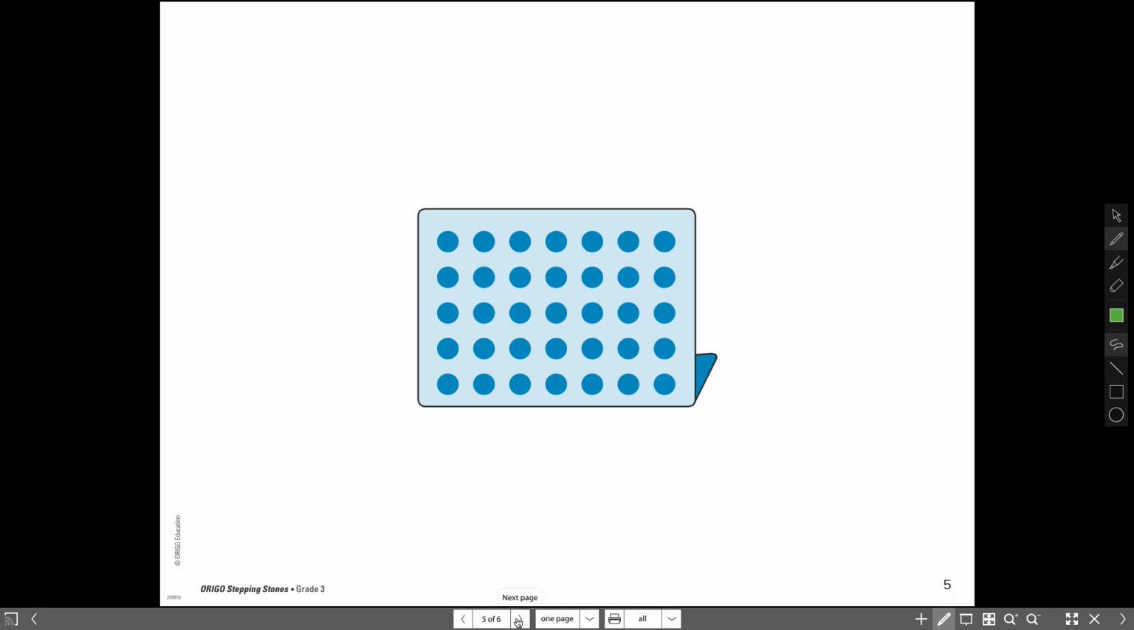How many rows do I have here? Adam. 5. Okay. I have 5 rows of how many dots in each row? Giselle. Okay, so I have 5 rows of 7 dots is how many? Everybody. 35. Let's try counting by 5s. 5, 10, 15, 20, 25, 30, 35. What's 5 times 7? 35.